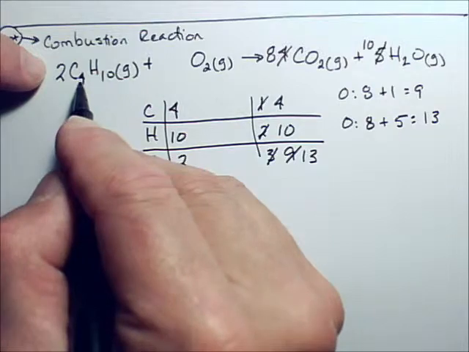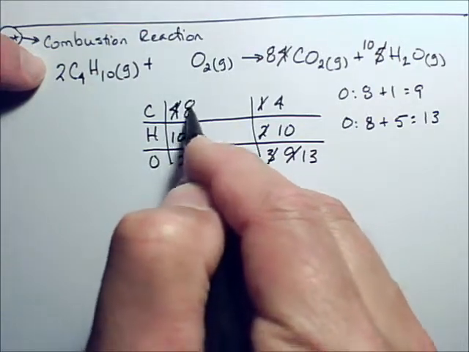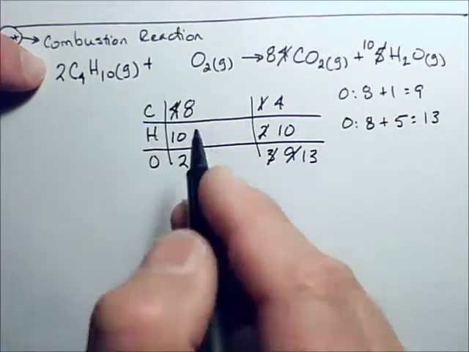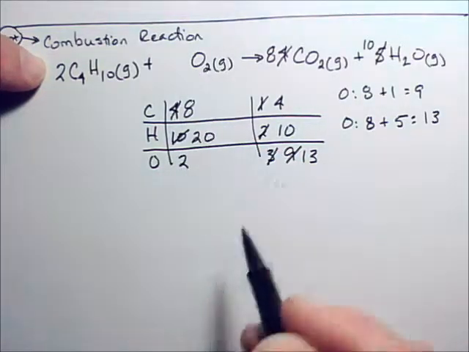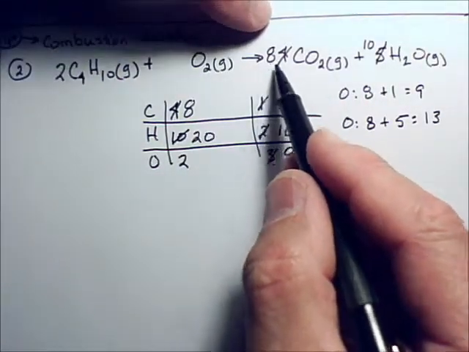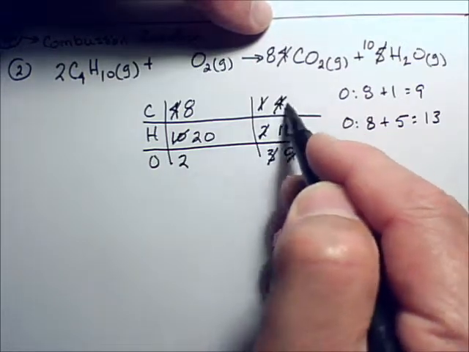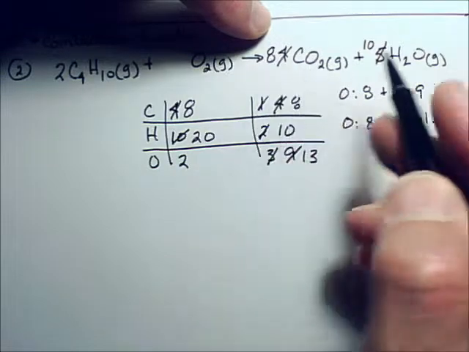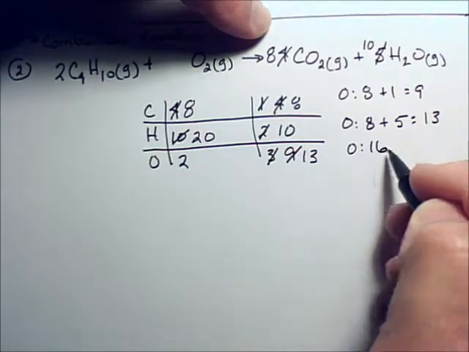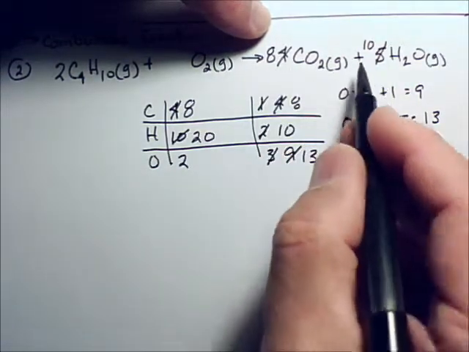So 2 times 4 carbons gives me 8. 2 times 10 hydrogens gives me 20. The oxygens don't change. On the other side, 8 times 1 carbons is 8. The oxygens are 8 times 2. That's 16. 8 times 2 is 16.